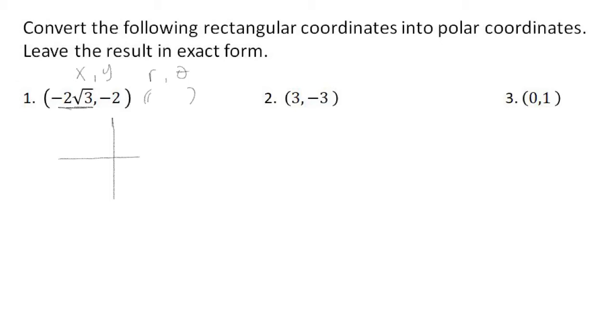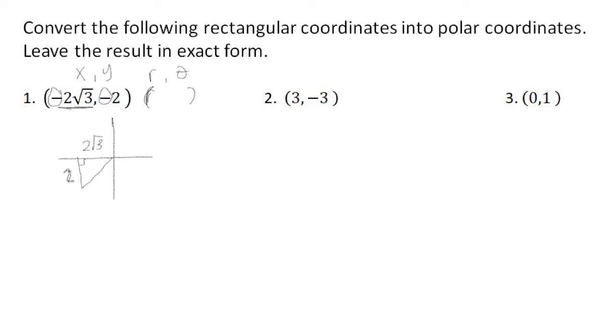And so notice if I plot this point, I have to go left 2 root 3 and down 2. So really I'm going to end up somewhere down here, and I'm just going to go ahead and draw the triangle. And I'm going to label my side lengths. Again, this was 2 root 3, and this side was 2. I did not attach the signs to it because at this point, as long as we've got it in the third quadrant, we're okay to ignore those signs.